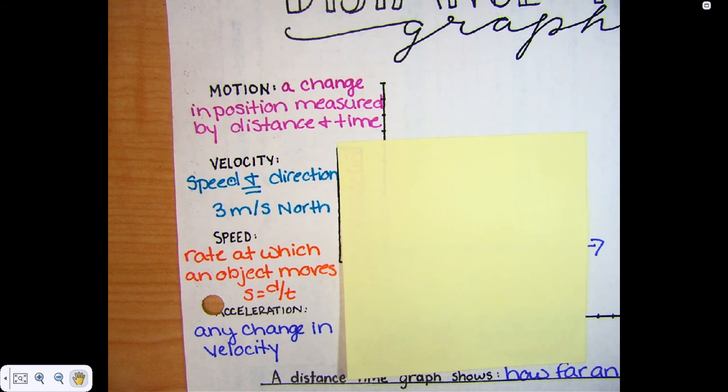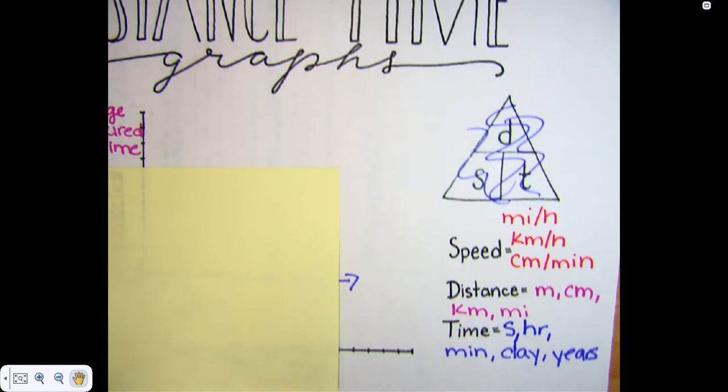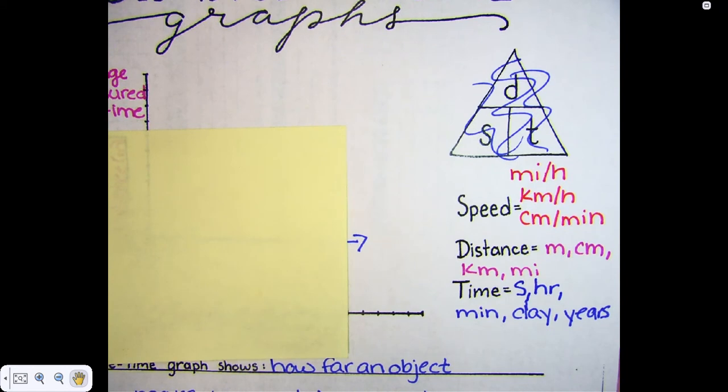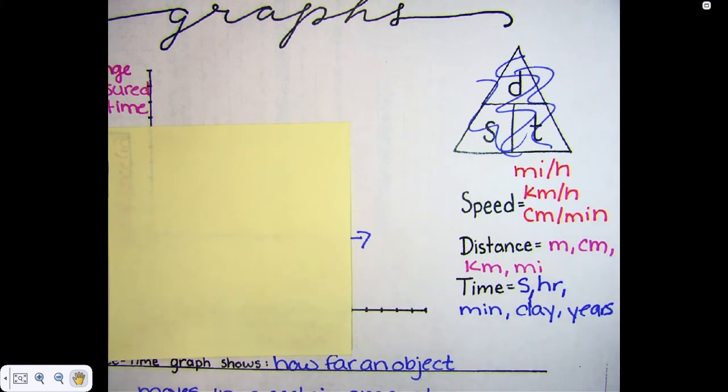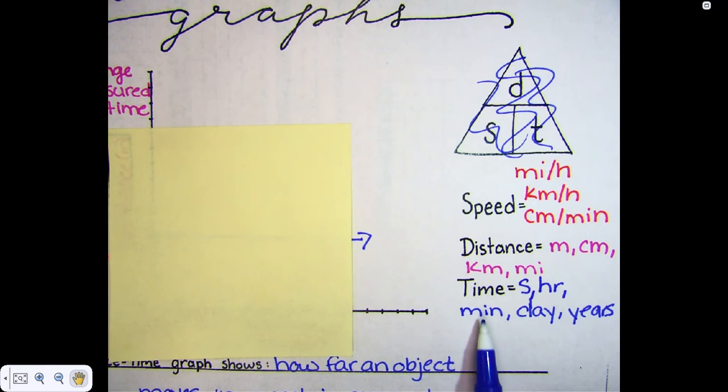Right, so those are the basic definitions that we've been going over. If you look at the other side of the paper, you're going to need to know these units, okay? So you can cross out this triangle up here. You can look down here where it says time. Time can have seconds, hours, minutes, days, and years. So those are the basic units you'll see this year.